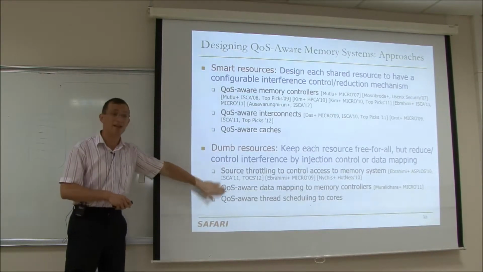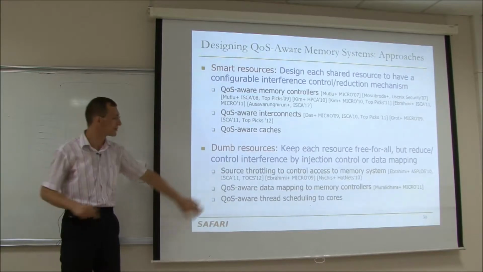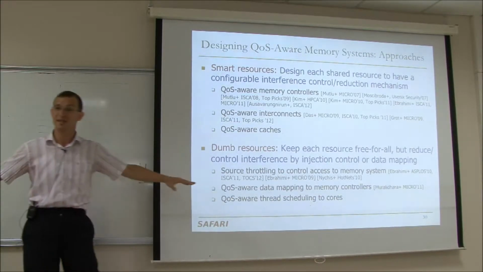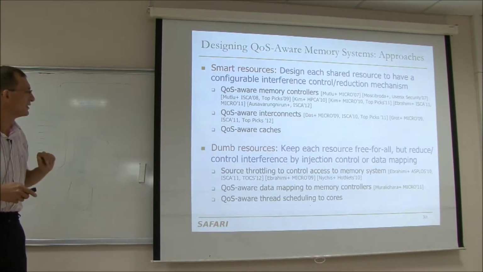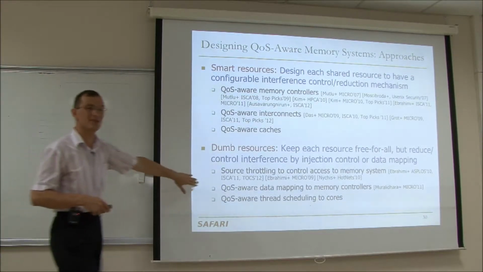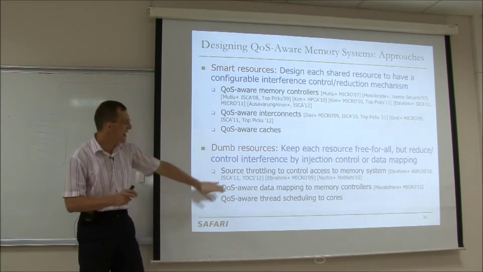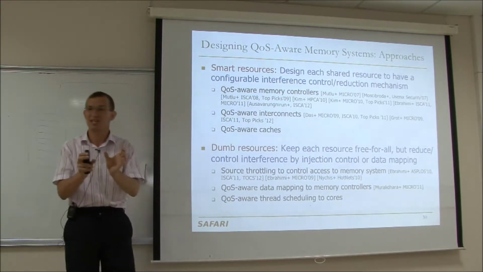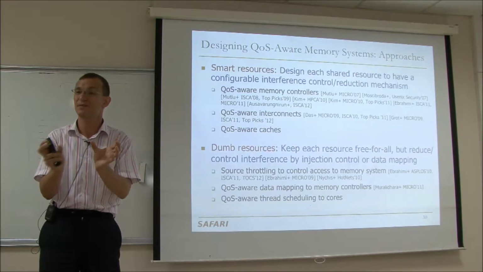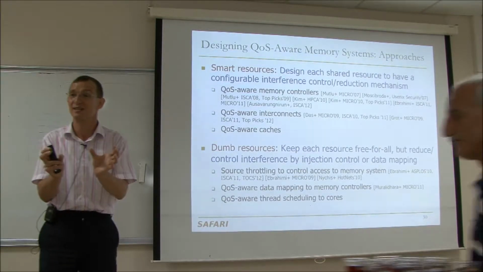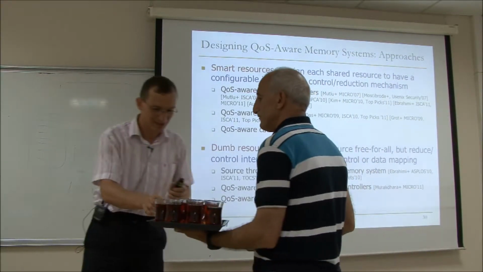You could do better data mapping to memory controllers such that interference is reduced. And you could do better thread scheduling to cores such that interference is reduced. And we've actually seen examples of this in caches. We talked about page coloring, right? You could map the data using page coloring such that different threads use different indices of the cache, and as a result, they do not interfere with each other.